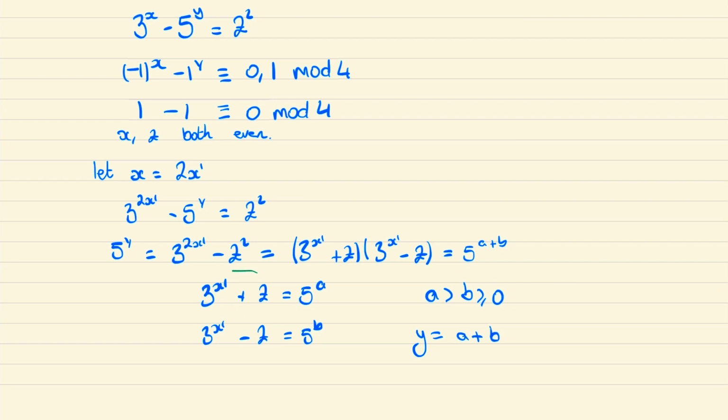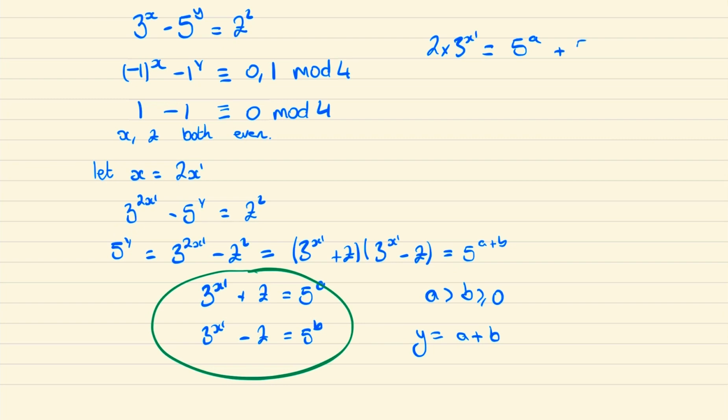Now, if we consider what happens when we add these two equations together, then we have 2 times 3^x' is equal to 5^a + 5^b. But notice that when a and b are integers bigger than 1, the right side will always be divisible by 5, but that contradicts the left side. And therefore, since a is bigger than b, we must choose b to be 0. And so we have 2 times 3^x' is 5^a + 1.